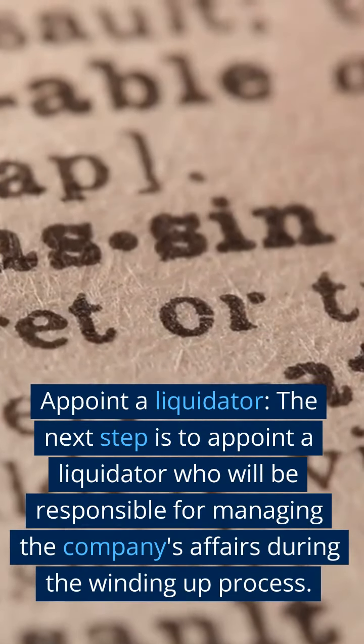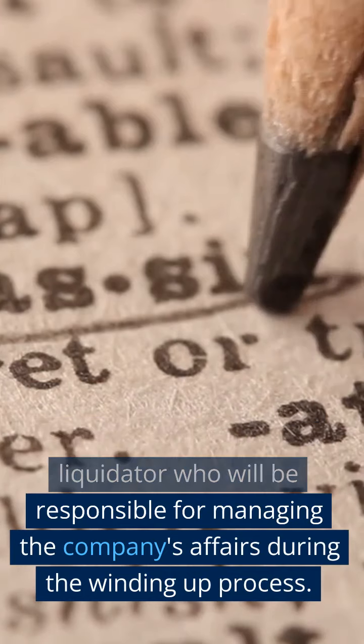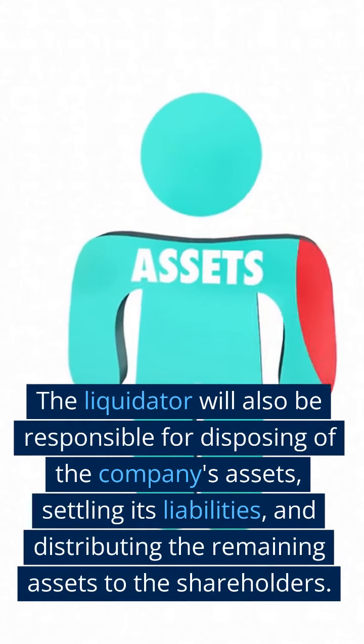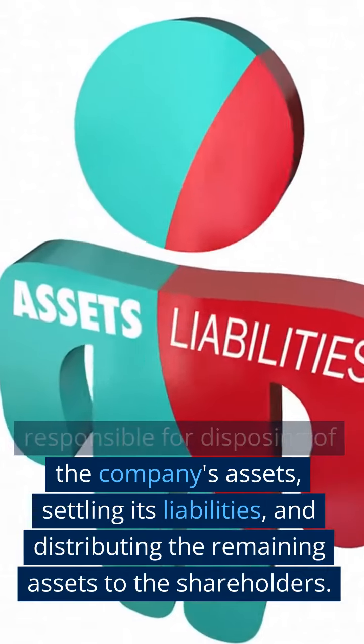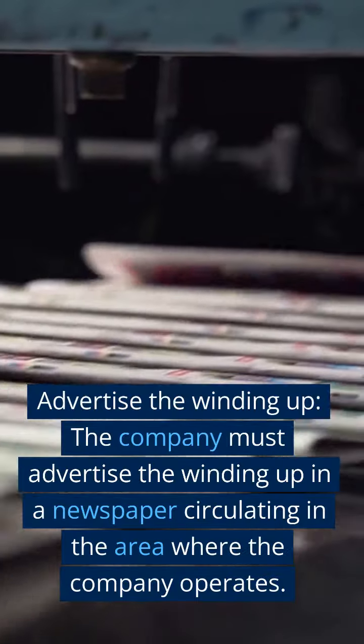Appoint a liquidator. The next step is to appoint a liquidator who will be responsible for managing the company's affairs during the winding up process. The liquidator will also be responsible for disposing of the company's assets, settling its liabilities, and distributing the remaining assets to the shareholders.